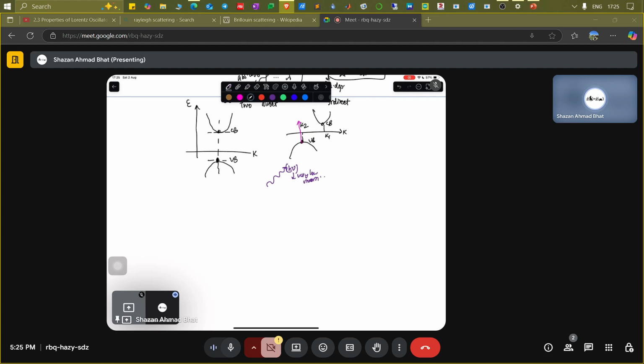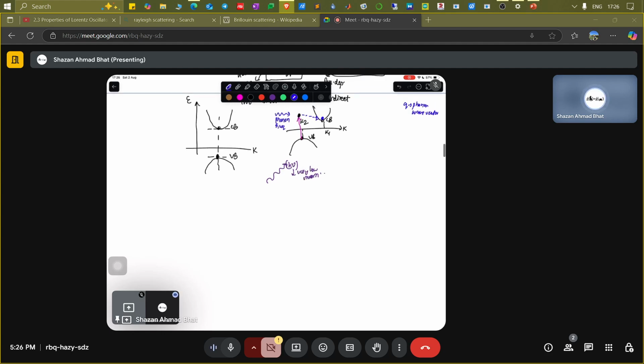The electron goes in the pink direction, reaches here, to an intermediate state, and then something else comes in, let's say a quasi-particle or intermediate particle. Let's say a phonon comes in with energy h omega q, where q is the phonon wave vector. When the phonon comes in, it interacts with the electron and causes it to go here. So this is a phonon-mediated process in the case of indirect bandgap semiconductors.